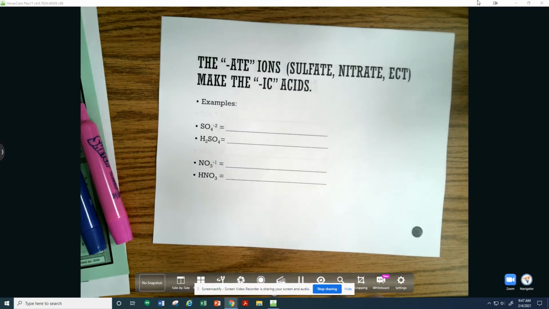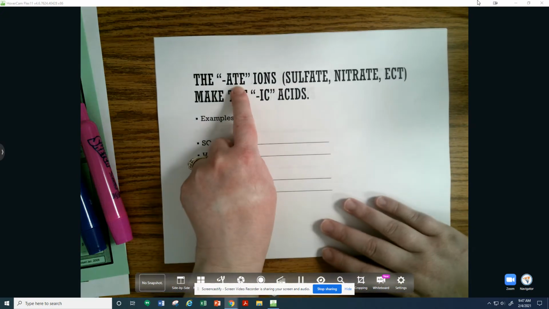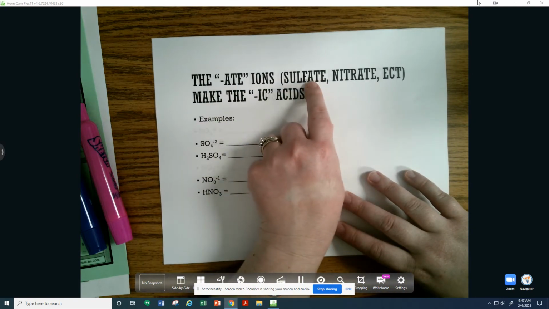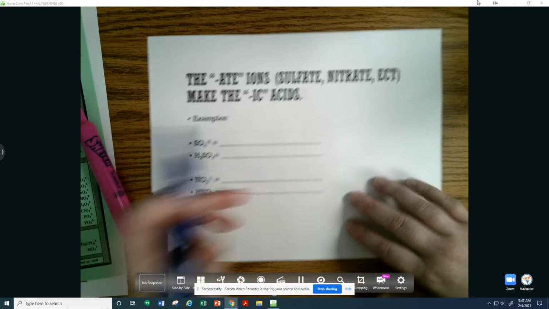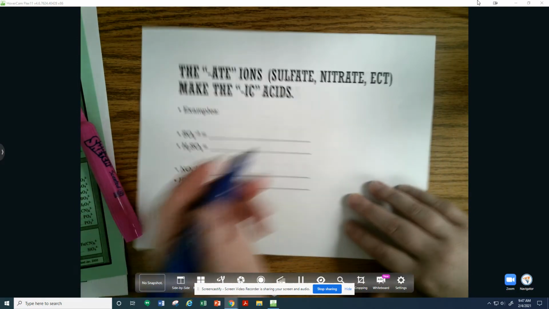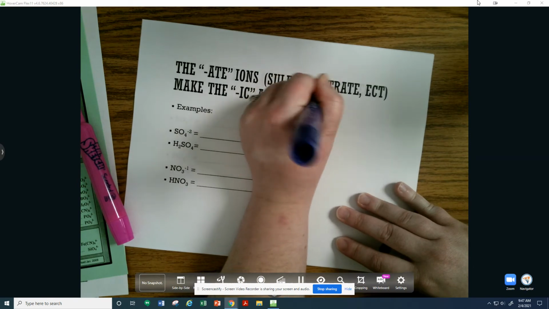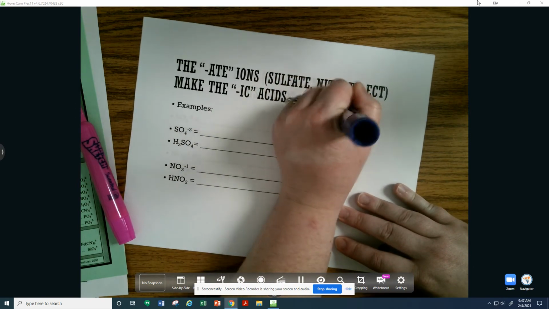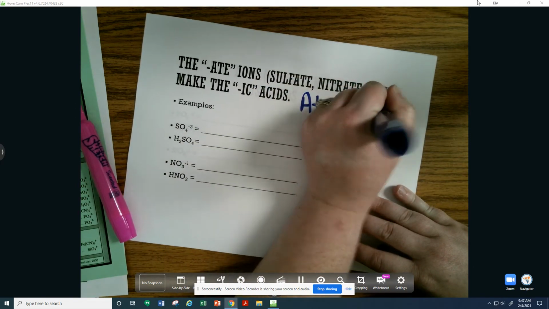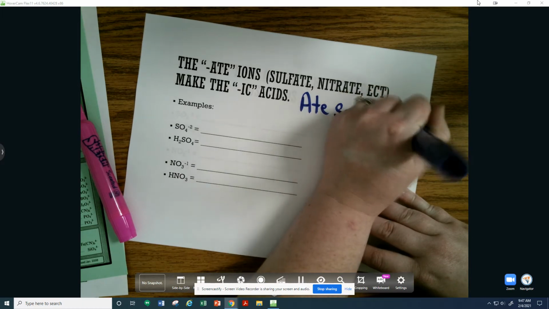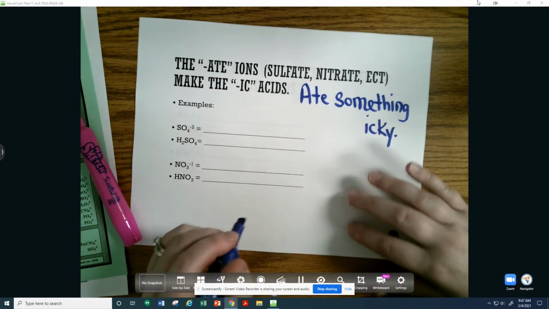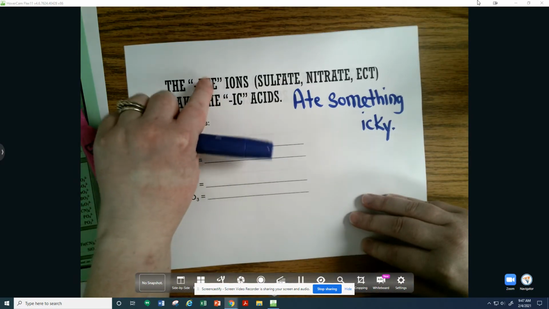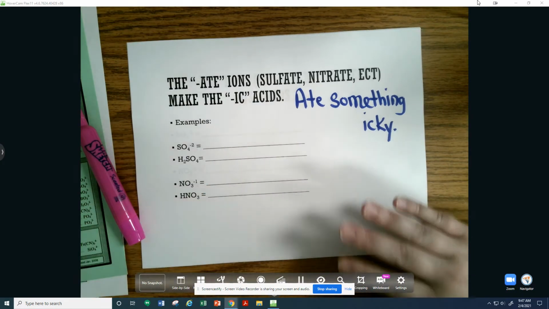So we're going to talk about the -ate ions first, like nitrate, sulfate, those -ate endings. So these change to -ic. My trick is that you ate something icky. So you ate something icky tells you that you changed -ate to -ic.